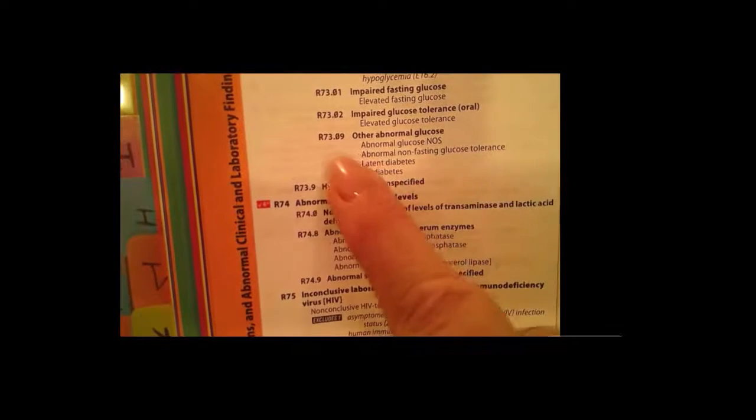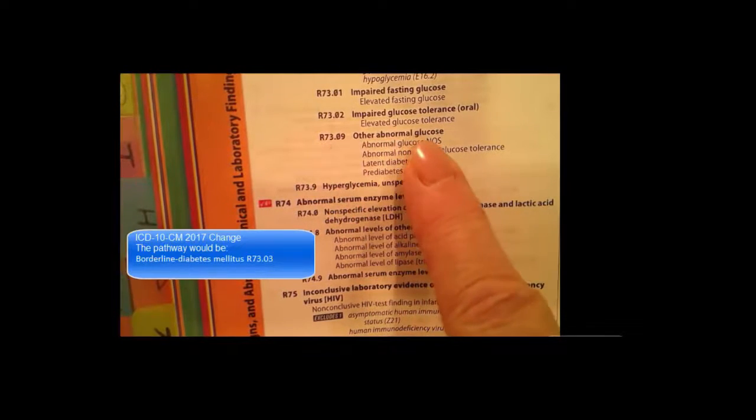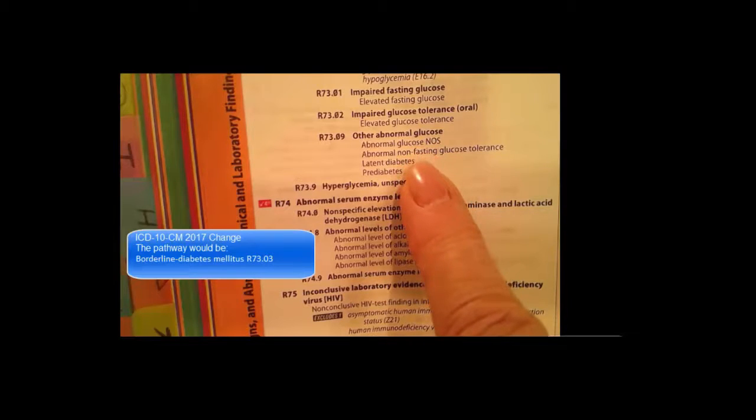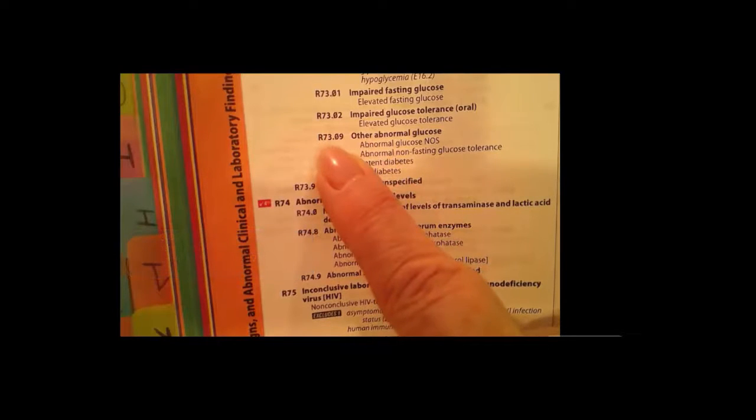So here we go, R73.09. Let me go back in the tabular and look up R73.09. You see it right here. So, oops, no, that's not right. R73.09. Here we go. R73.09, other abnormal glucose. Prediabetes is one of those terms. So this is how borderline diabetes is coded. It's not an E code, which many of the diabetes codes are. It's rather an abnormal lab, an abnormal symptom code. In this case, abnormal glucose.